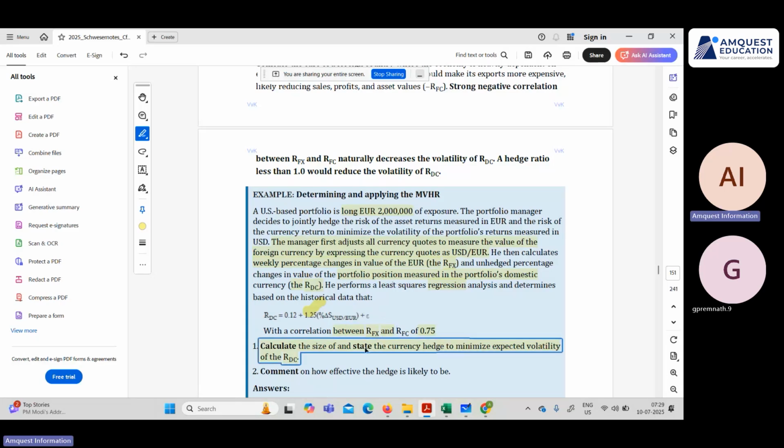And then it says, comment on how effective the hedge is likely to be. Again, you can see that the correlation here is only 0.75. And also we know that correlation can change with time. We talked about it before, which means that first of all, what we see over here is that this is a kind of cross hedge. Obviously, just because we have 1.25 here, we know that this is not the perfect hedge that we are looking for.